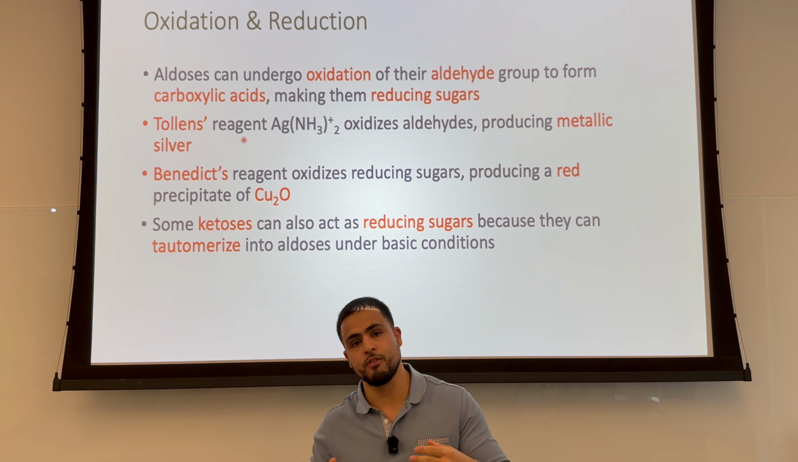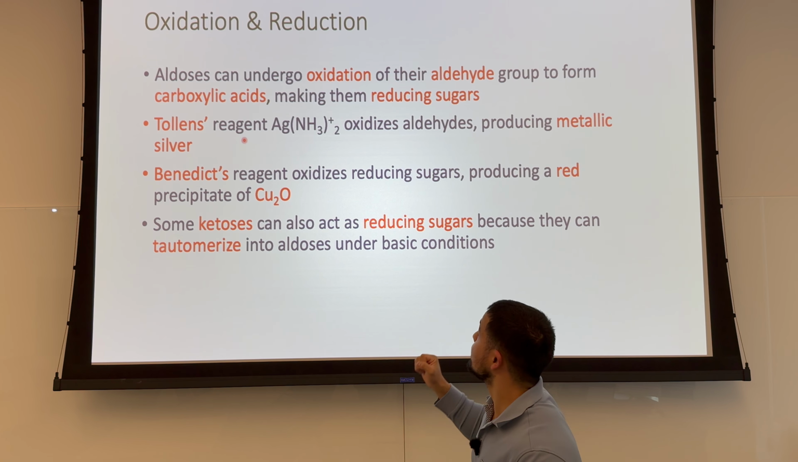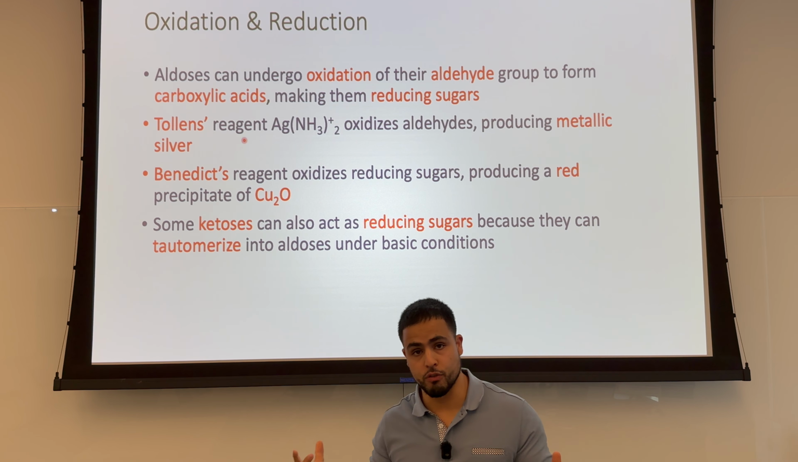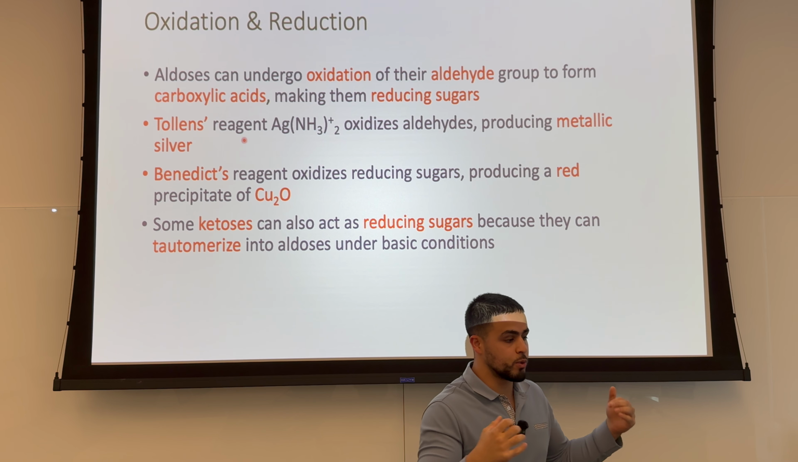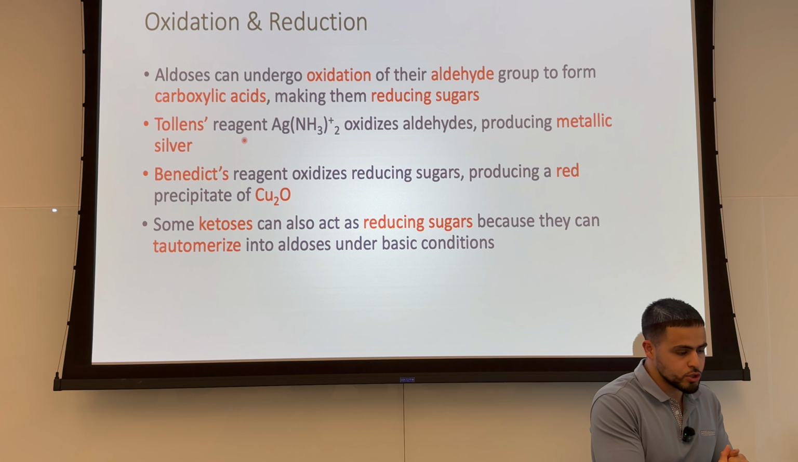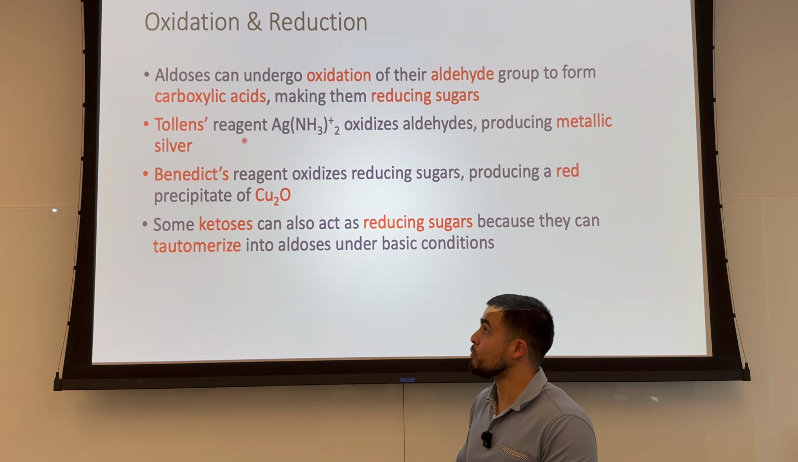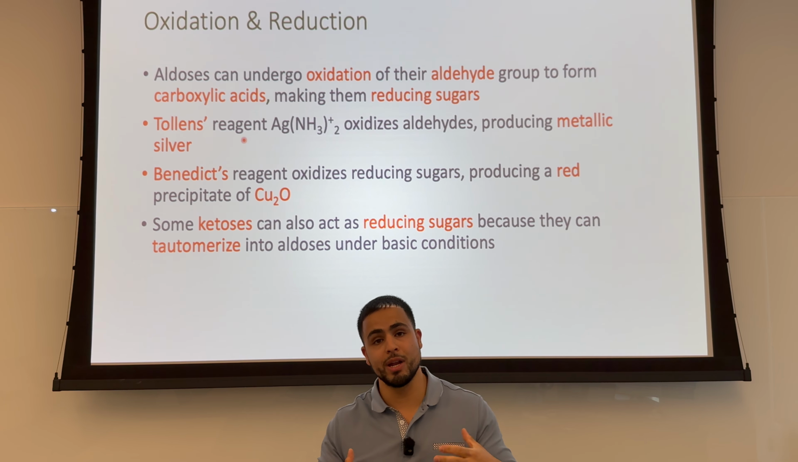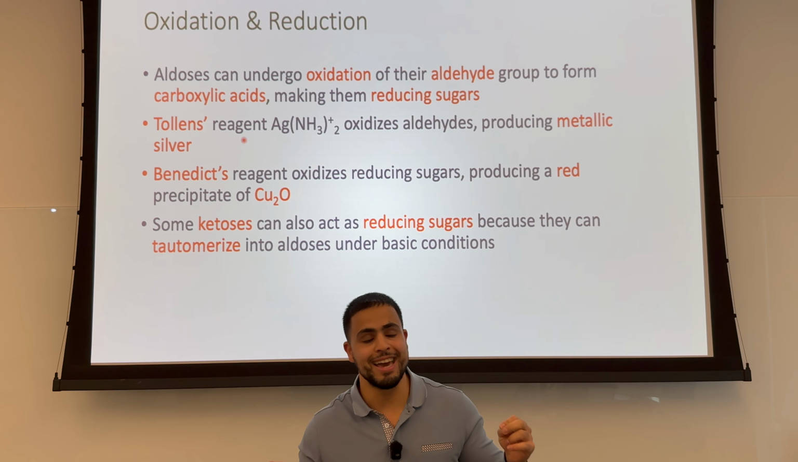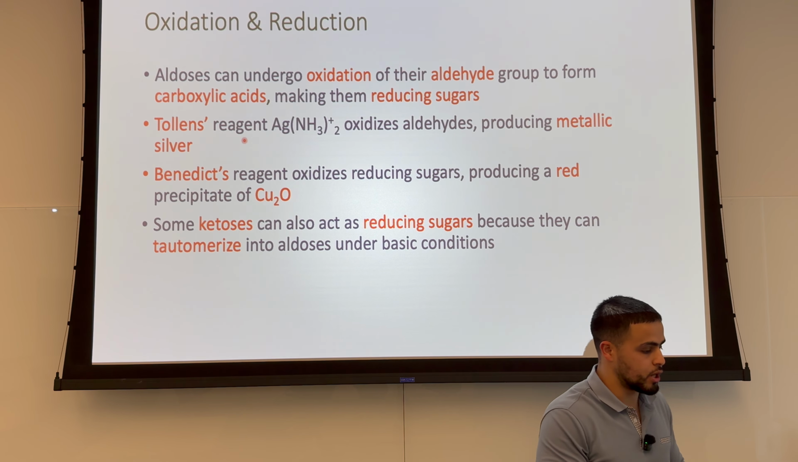What you want to know is if you get a positive test, you're going to see a metallic silver color, and then you know that you have a reducing sugar there. Or you can alternatively use Benedict's reagent, which relies on copper. If you see a red precipitate, then you know that you have a reducing sugar in your sample.